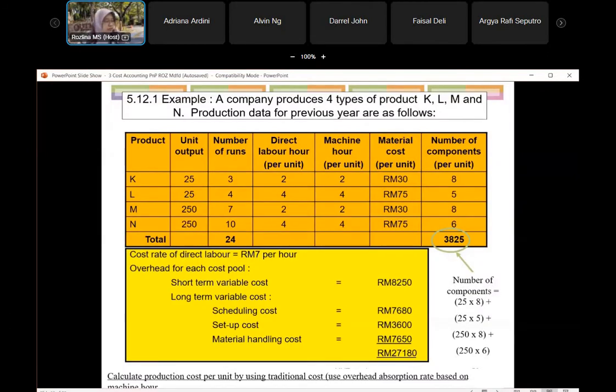This is the question, so you read first.